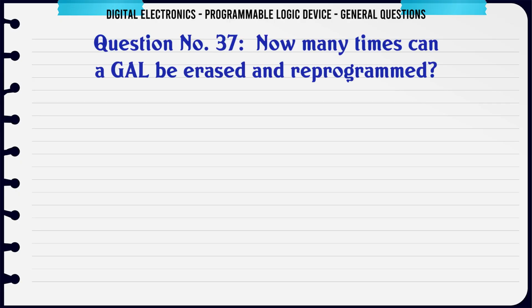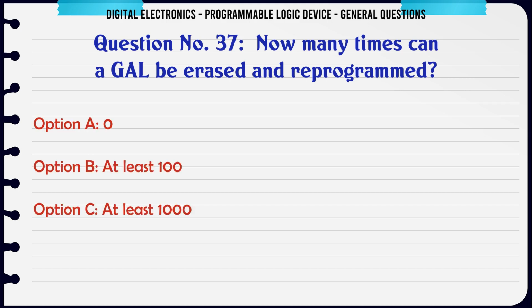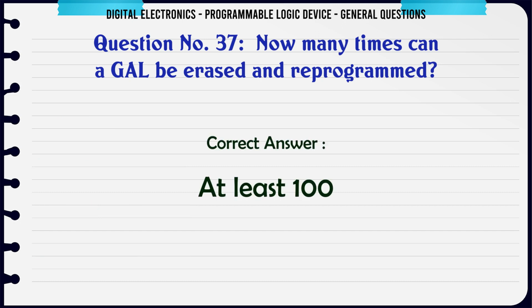How many times can a GAL be erased and reprogrammed? A. 0. B. At least 100. C. At least 1000. D. Over 10,000. The correct answer is at least 100.